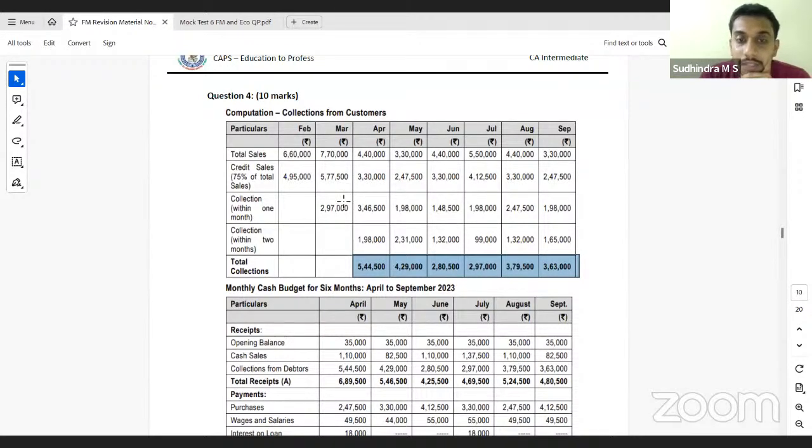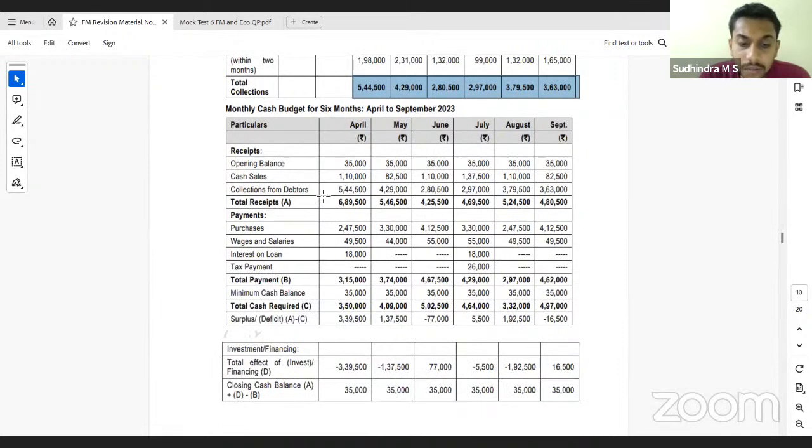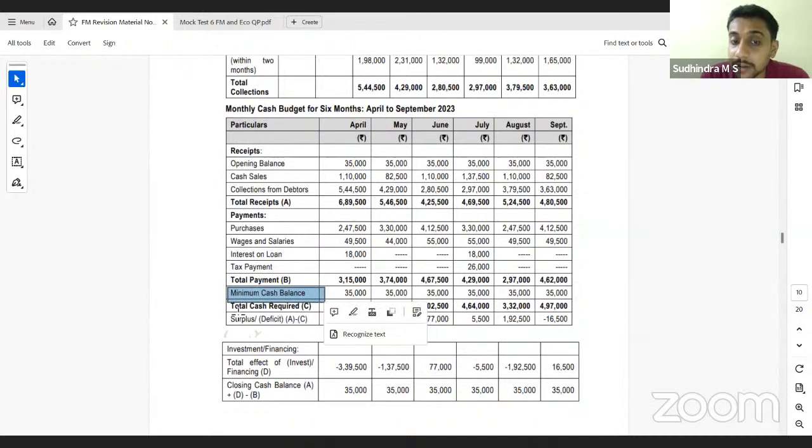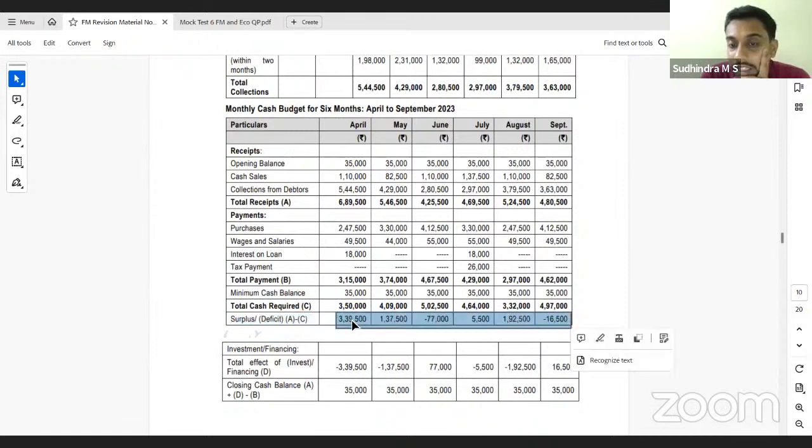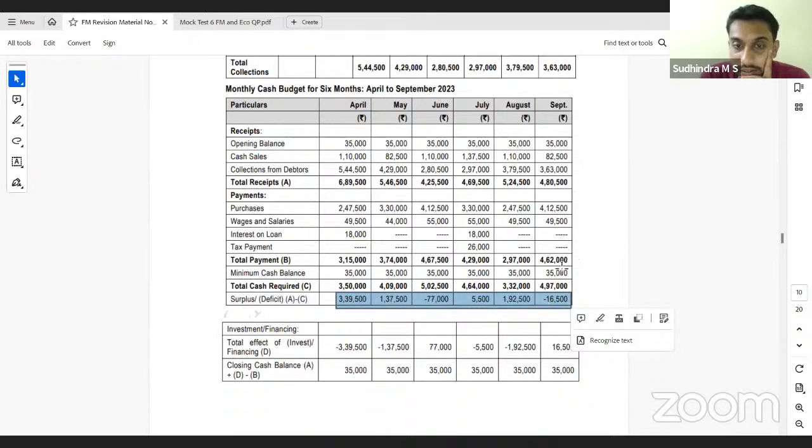Then cash budget, preparation of cash budget. Again, bringing all the presentations, month-wise, 6 months, receipts, opening balance, cash sales, collection from debtors, payments, all the payments, minimum cash balance, and surplus deficit. All this presentation carries 1 mark. Getting these surplus or deficit at the end, half mark each, 3 marks.